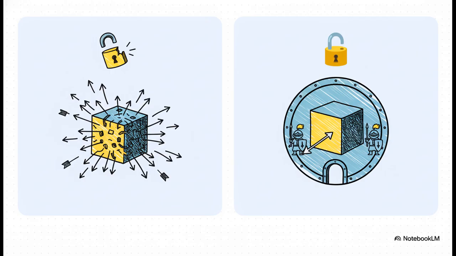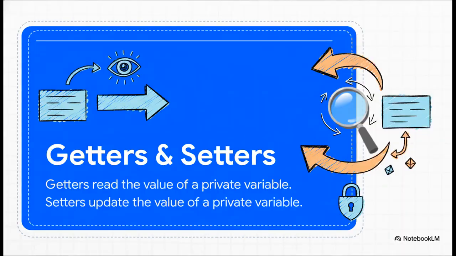On the left, without these gatekeepers, your data is a total free-for-all. It's insecure, you can't check if the new data is even valid, and it completely shatters a core programming principle called encapsulation. But on the right, access is controlled. It's safe. You get to make the rules for how data can be changed, which is the mark of a pro. So who are these gatekeepers? We call them getters and setters.